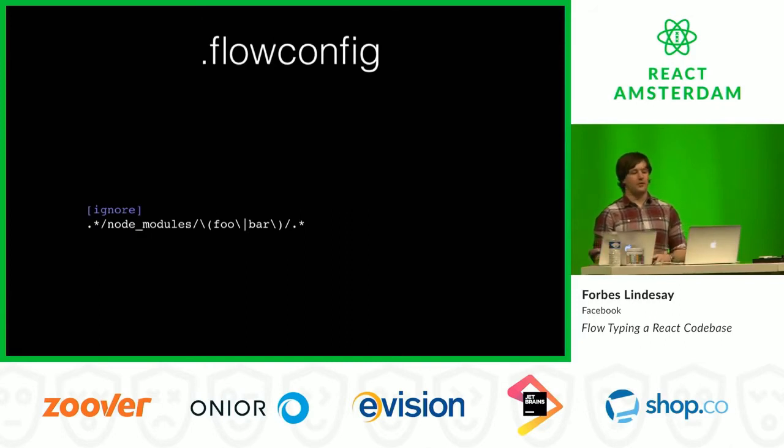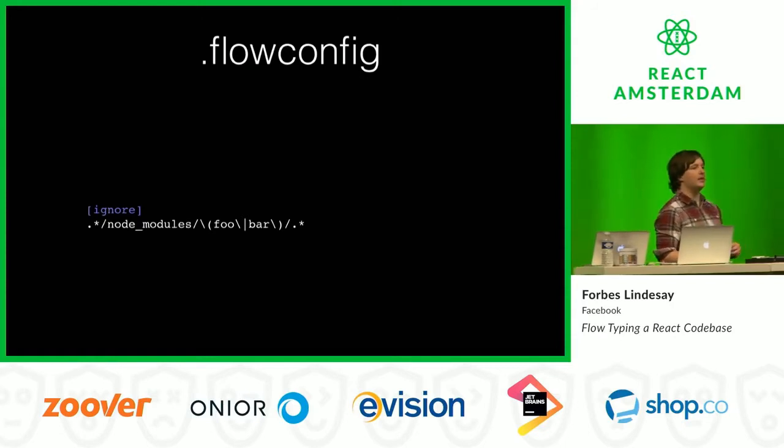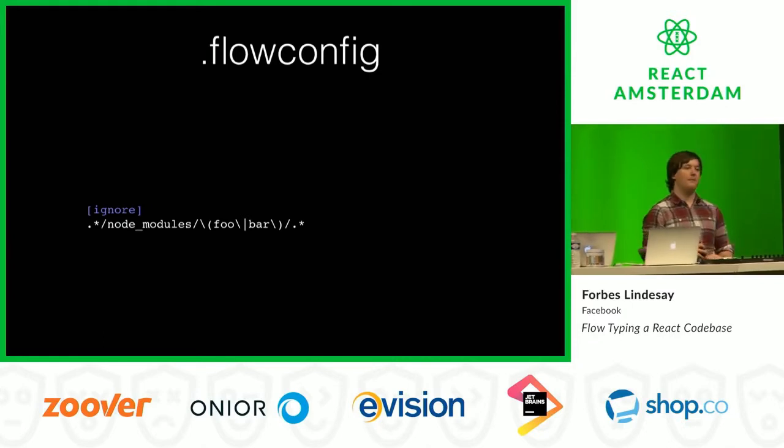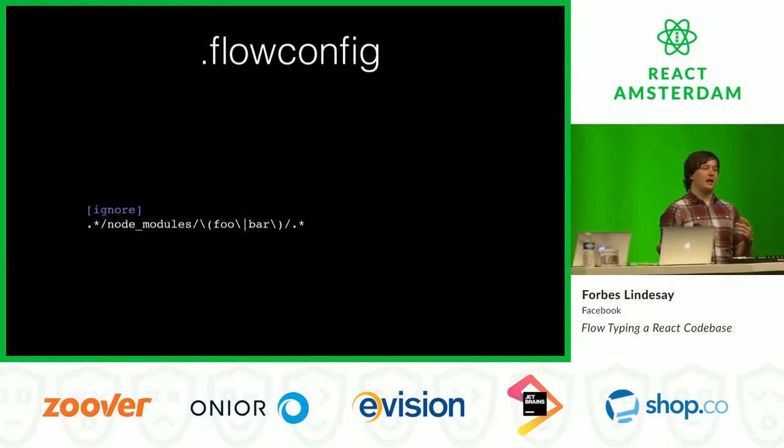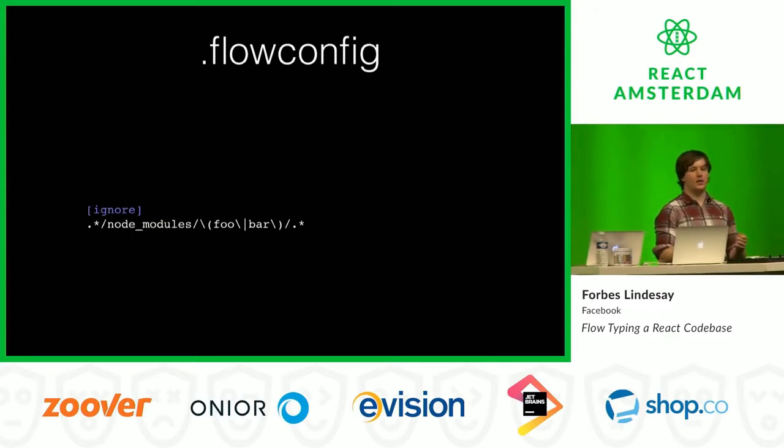Flow will also give you a .flowconfig file. This is useful if you want to ignore any node modules. So in particular, if someone has published a module on NPM that has Flow types, but those Flow types are incorrect, then it can be useful just to ignore it and say, OK, just forget about the Flow types in this particular module. So Flow there is letting you pass in a regular expression to say which modules you want to be ignored and which ones you don't.